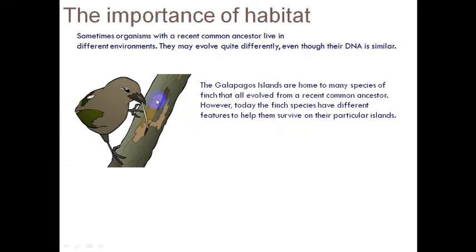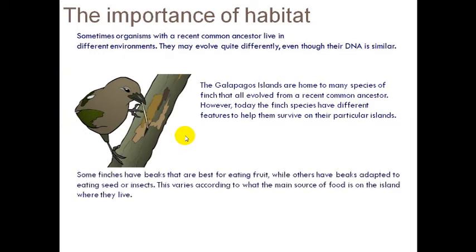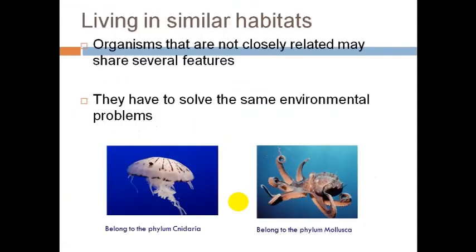So, one species of finch can further evolve into different species of finches, which can be characterized by different types of beaks. Their beaks are different based on their diet. Okay, so some finches have beaks that are best for eating fruit, while others have beaks adapted to eating seeds or insects. This varies according to what the main source of food is on the island where they live.